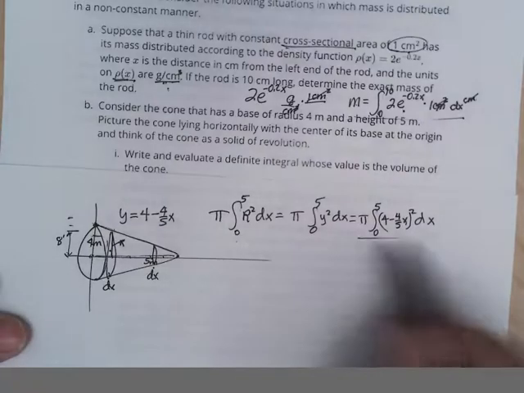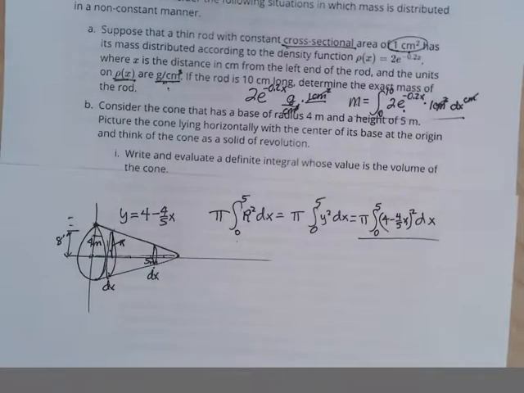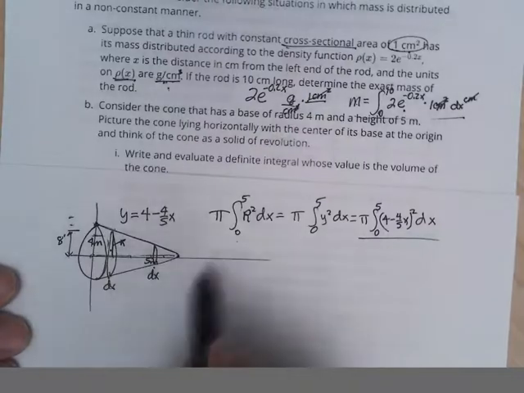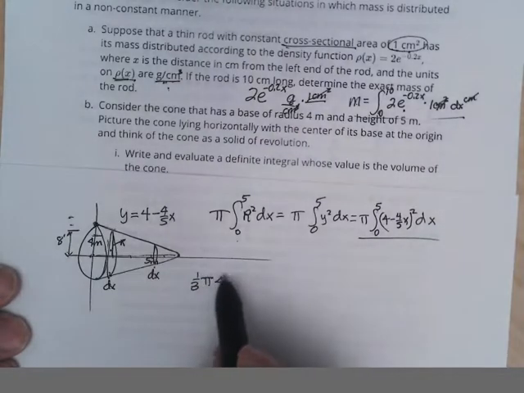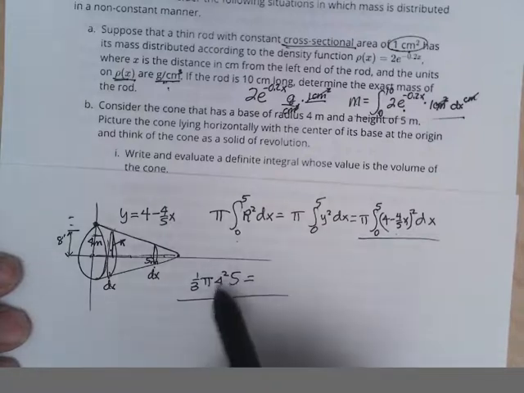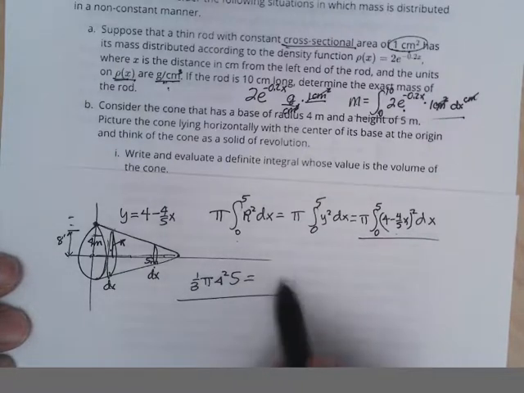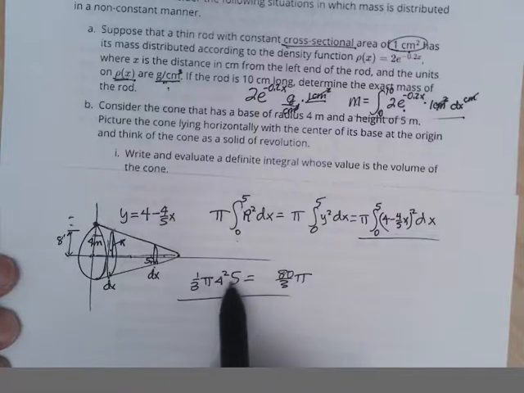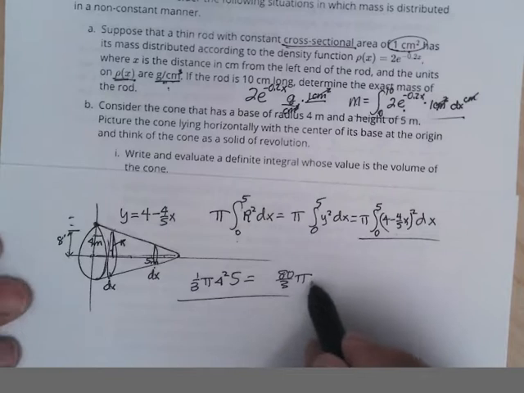And you could work that out using calculus. You could have also said it's 1/3 pi radius squared times the height. And this should give you the same answer. Okay, so there's the volume. Let's see. 16 times 5 is 80 thirds pi, I think. 20 times 4 is 80 thirds pi. Yes. That's the volume. Cubic meters.